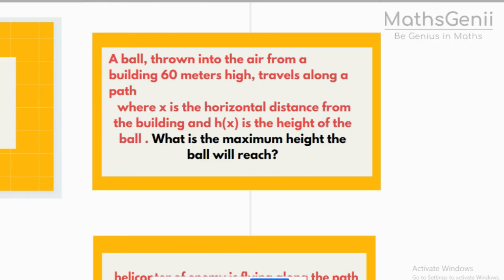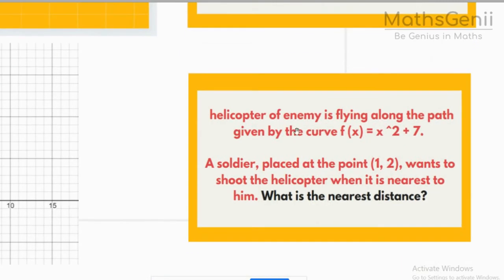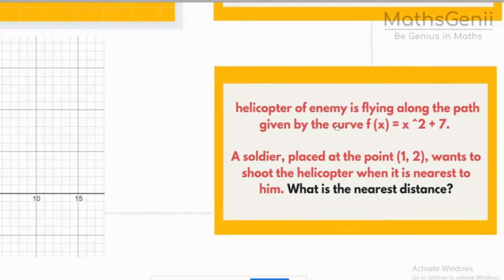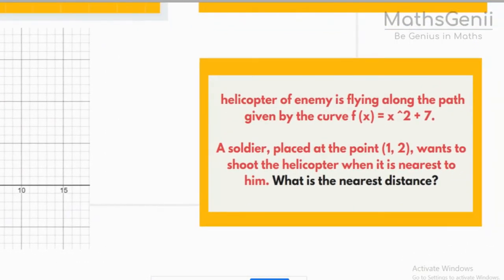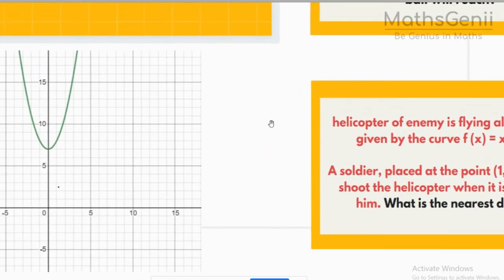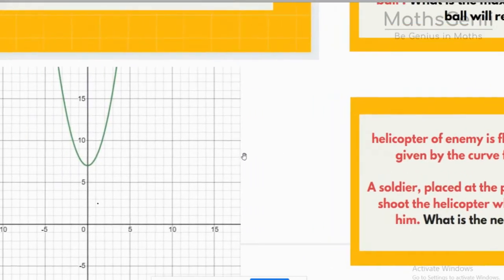So that is what we can calculate. But let's look at some real life example, where we might actually be using it. So helicopter of enemy is flying along a given curve. So I've plotted this curve here. So the curve is x square plus 7. So we have plotted x square plus 7 here. How does the curve for x square look like? This, correct? X square plus 7. So we have plotted plus 7.